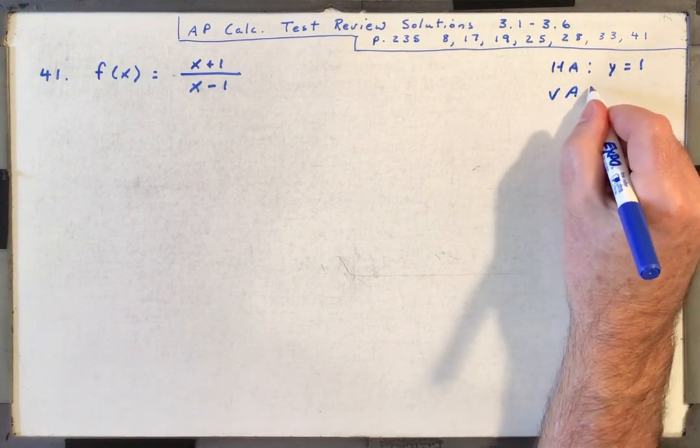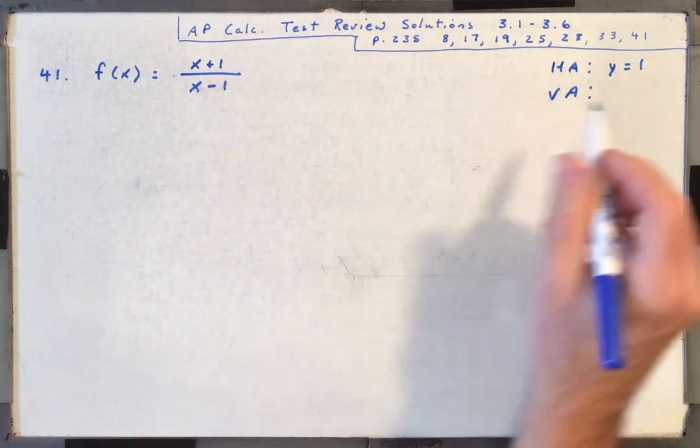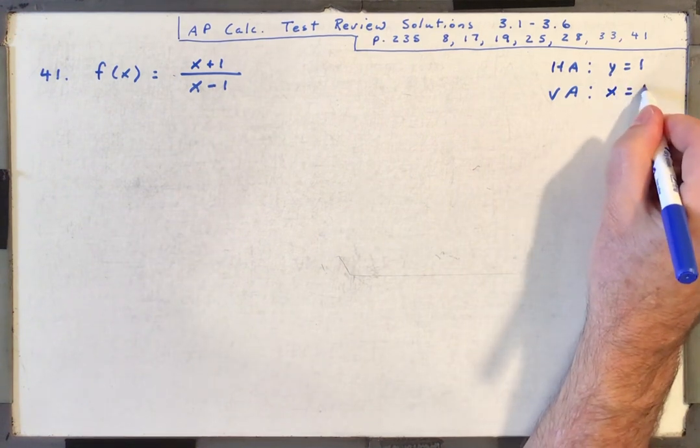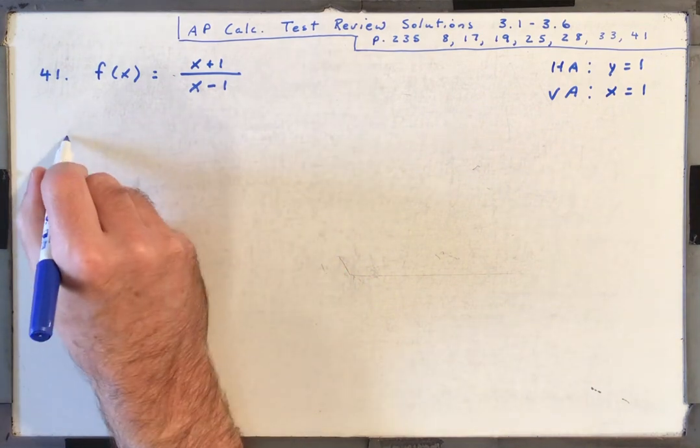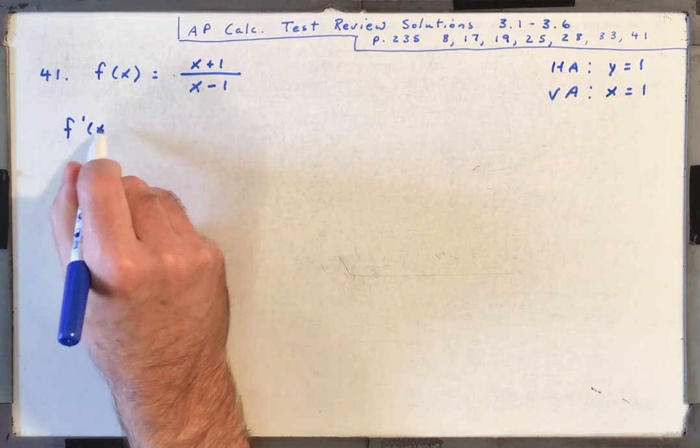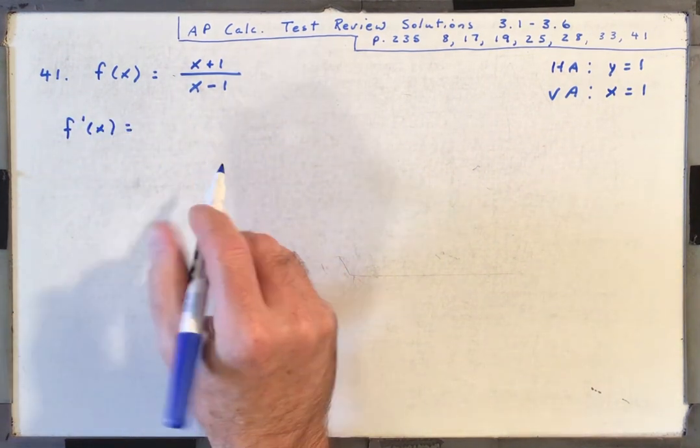We also have a vertical asymptote at x equals 1, because that makes the denominator 0. Okay, let's do the first derivative test. I'm just going to go ahead and bite the bullet and do the quotient rule.